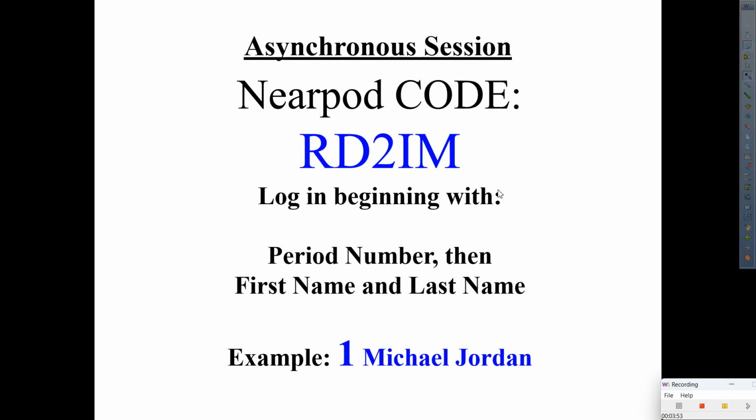The code to access your home plate tonight: RD2IM. RD2IM. Write that down, RD2IM.